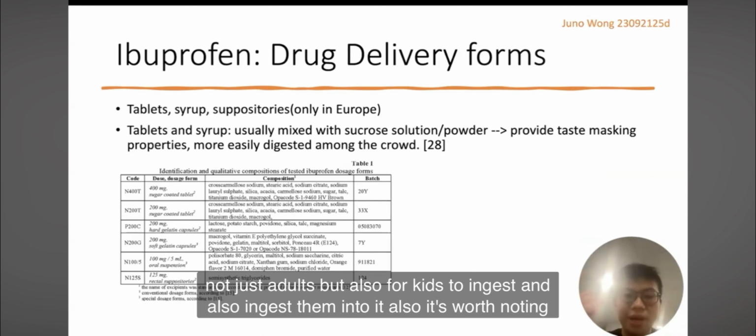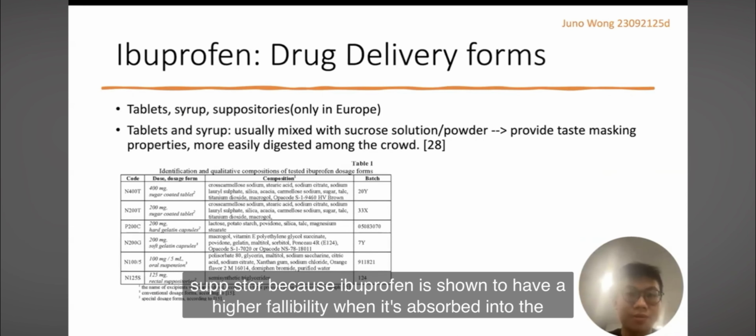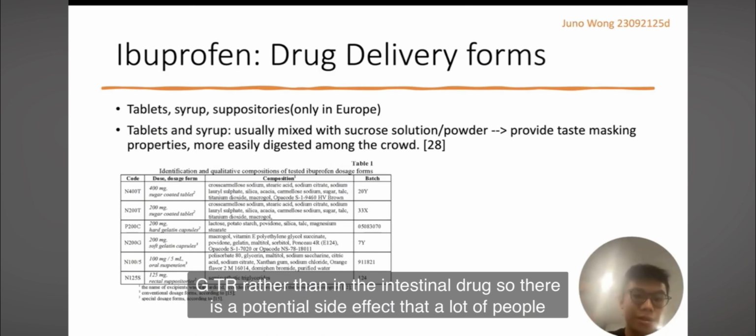Also, it's worth noting that it's better for adults to take tablets and syrup instead of suppositories, because ibuprofen is shown to have a higher bioavailability when it's absorbed in the GI tract rather than in the intestinal tract.